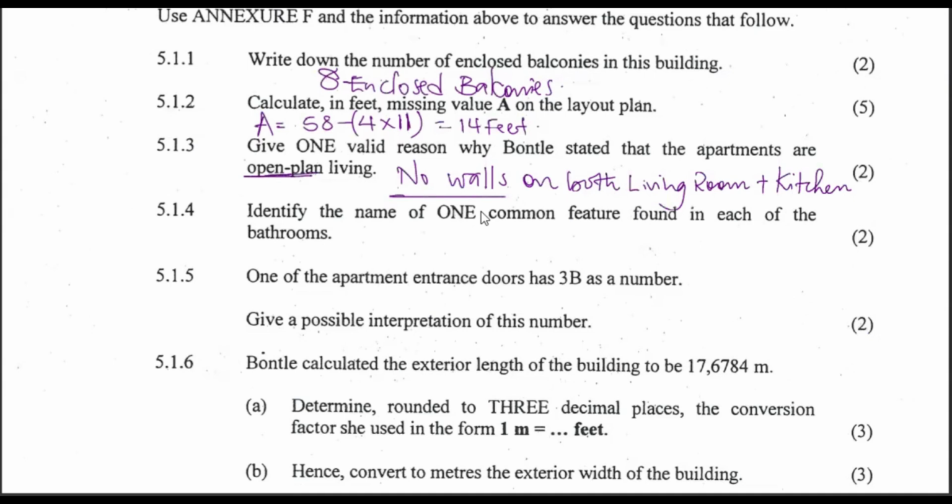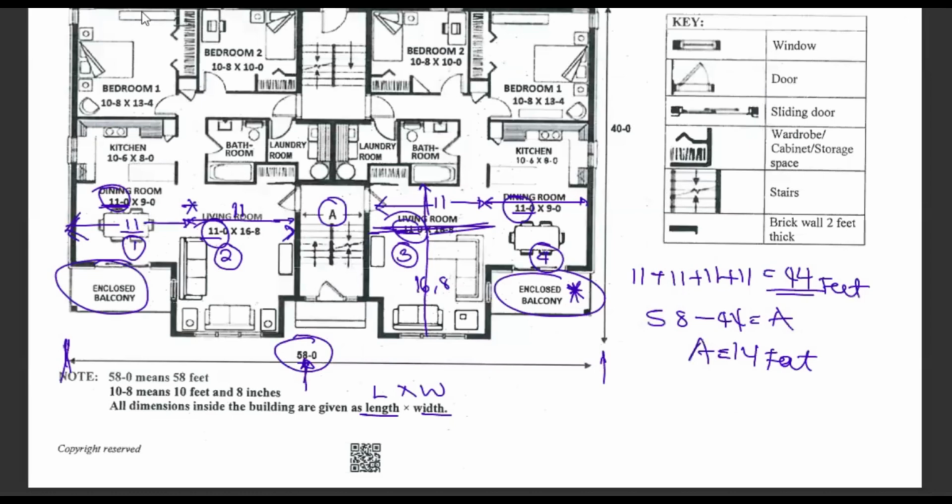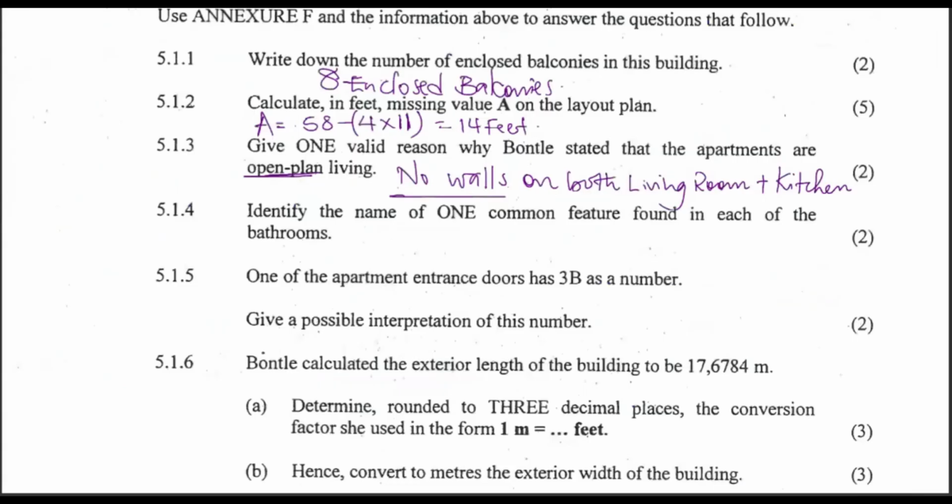Open plan. Identify one of the common features found in each of the bathrooms. Let's go there. They have not mentioned it. Common feature. So now how many of them are there? They are around 3. We have the bathtub, then we have the sink, and we have the toilet. You can pick any common feature here. So we can talk of the toilet seat or the toilet. Someone else talked of the bathtub.